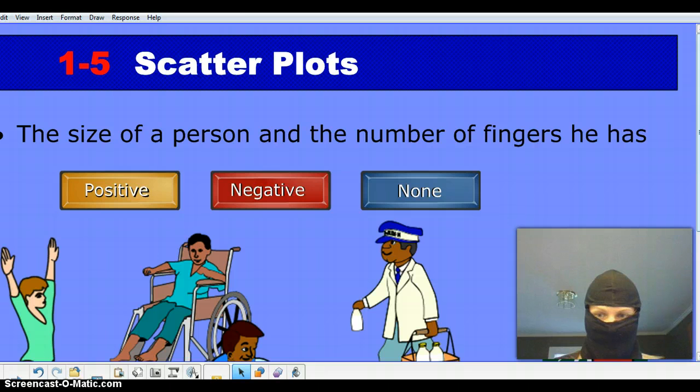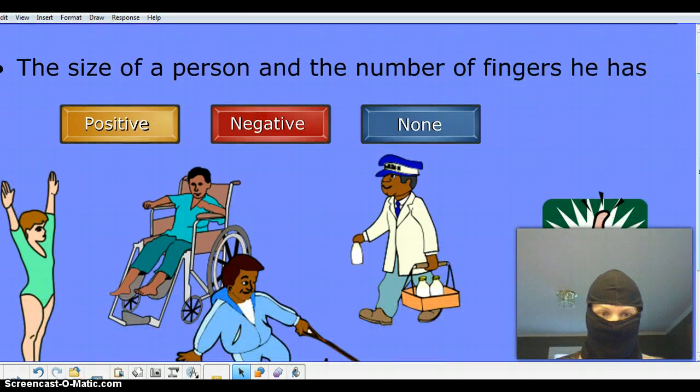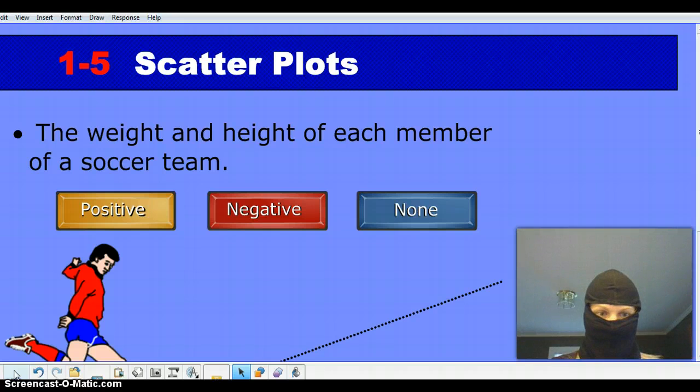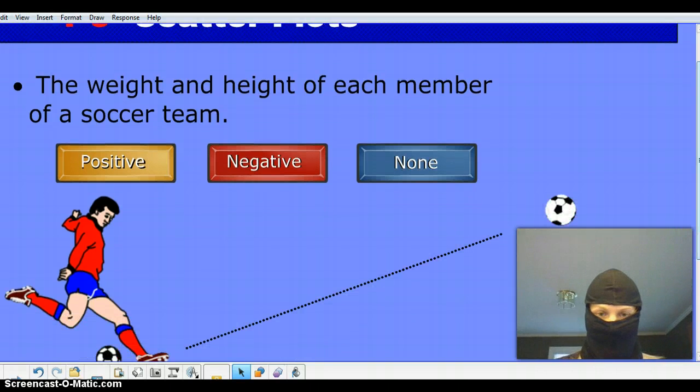The size of the person and the number of fingers he has. Well, hopefully everyone has 10 and your size doesn't matter. So that should be no correlation. The height and weight of each team member of a soccer team. Well, in the grand scheme of things, the taller you are, the more you should weigh. Now that doesn't happen all the time, but generally we say that that should be positive. Both are increasing.